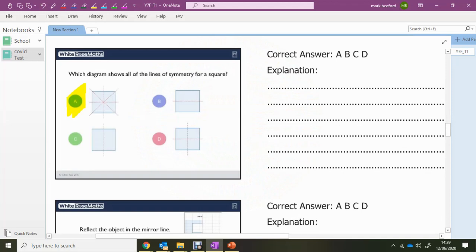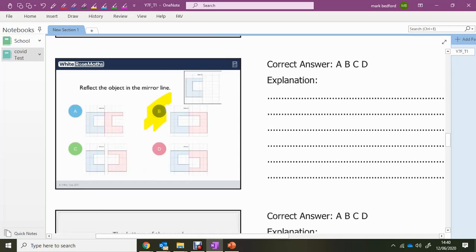On the next question, I'm asked which diagram shows all the lines of symmetry for a square. Remember, the lines of symmetry are just the fold lines where you can fold something in half. That becomes part A. You've got a line going from top to bottom, like this, which allows me to fold it in half, a line going from side to side, and then you've got the two diagonal lines. Each of those will allow you to fold the shape in half.